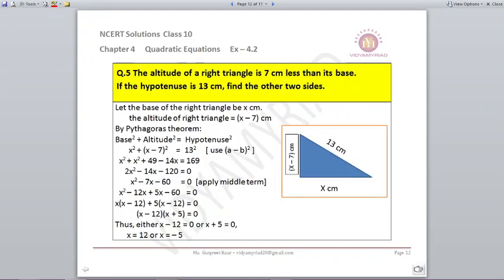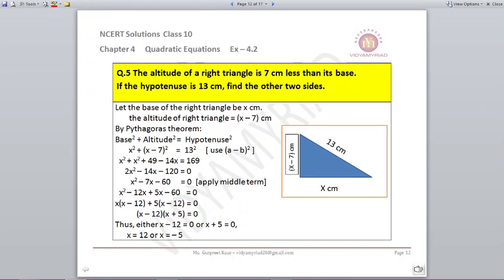Question 5. The altitude of a right triangle is 7 cm less than its base. If the hypotenuse is 13 cm, find the other two sides. Now when we know it is a right triangle, we can definitely use the Pythagoras theorem, which is hypotenuse square is equal to base square plus altitude square. We don't know the base, so let us assume the base is x. Altitude is 7 less than base, that means x minus 7. We know the hypotenuse is 13.